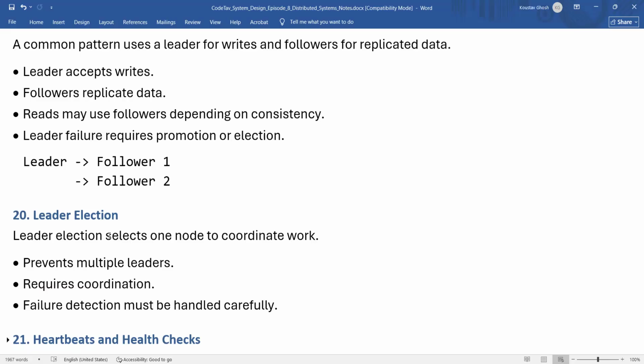So leader election is useful in systems where one node needs to coordinate work. But leader election itself is a complex distributed problem. We need to make sure that two nodes do not incorrectly believe they are the leader at the same time.